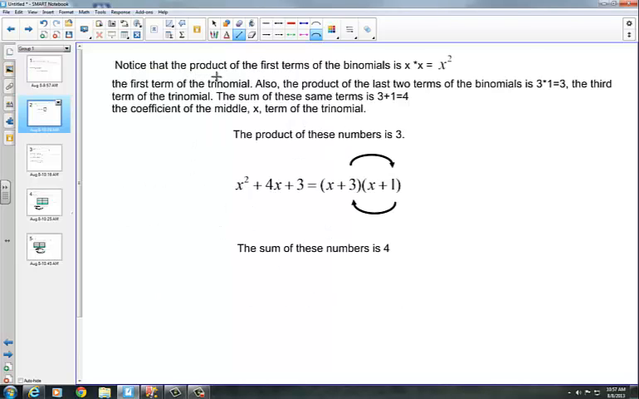Notice that the product of the first terms of the binomials is x times x equals x squared, the first term of the trinomial. The product of the last two terms of the binomials is 3 times 1 equals 3, the third term of the trinomial. The sum of these same terms is 3 plus 1 equals 4, the coefficient of the middle x term of the trinomial. The product of these numbers is 3. X squared plus 4x plus 3 equals (x plus 3)(x plus 1). The sum of these numbers is 4.